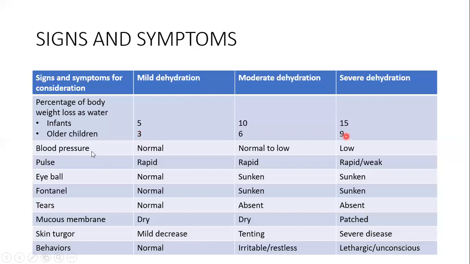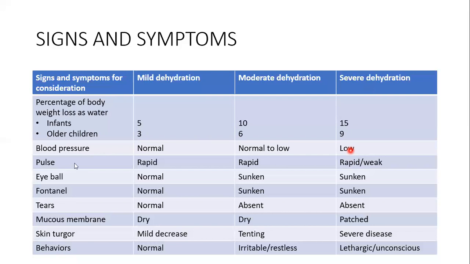When it comes to blood pressure, in mild dehydration the blood pressure is normal. In moderate dehydration, the blood pressure can be normal to low. What determines the blood pressure is the blood volume. In severe dehydration, the blood pressure is actually low, because the blood volume is decreased, and therefore the force with which blood moves is going to be very low.